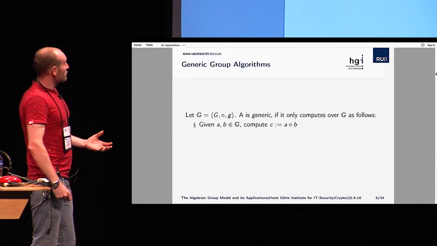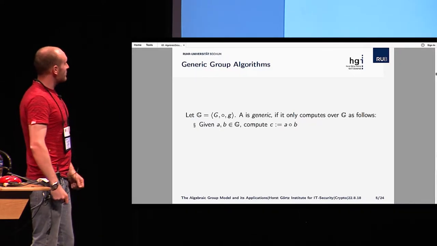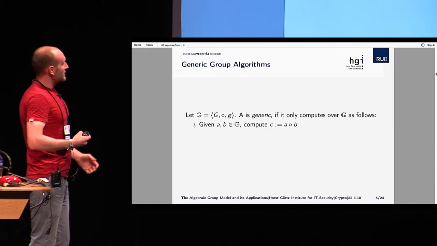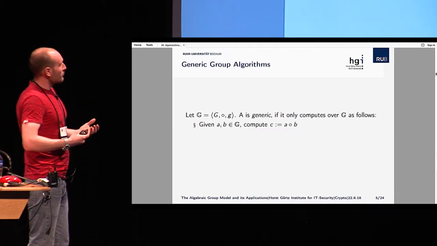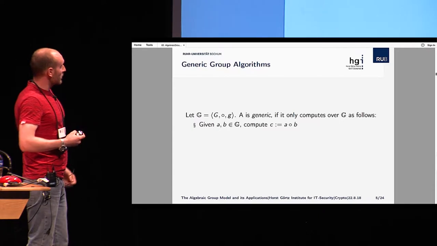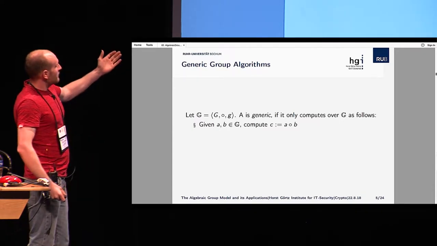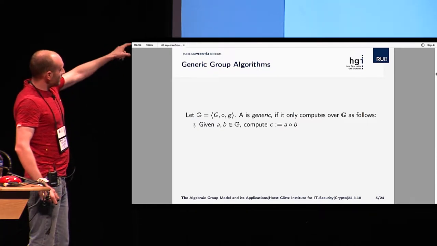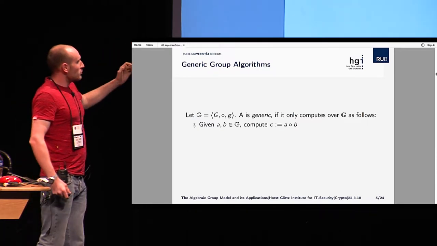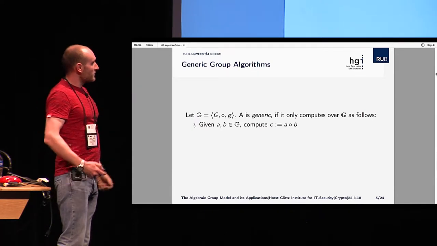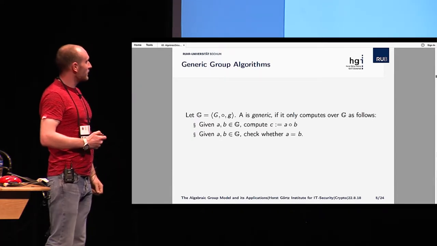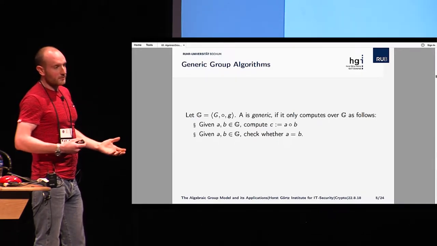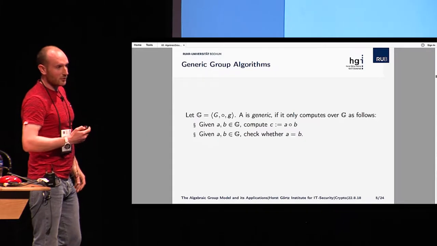The generic group model basically models all algorithms as generic algorithms. So what is a generic algorithm? A generic algorithm is an algorithm that computes over a group G in only the following two ways. If you give it two elements, A and B, then it can use this abstract group operation, which I've denoted here with a circle, to compute a new group element C from these two elements. This is the first thing that it can do. The second thing that it can do is check by comparison whether two elements are equal or not. These are the only two things that a generic algorithm can do.